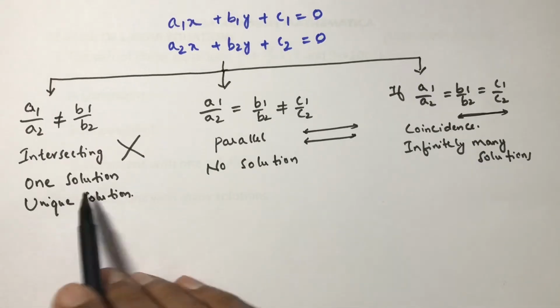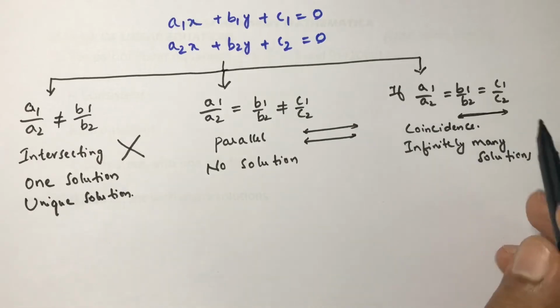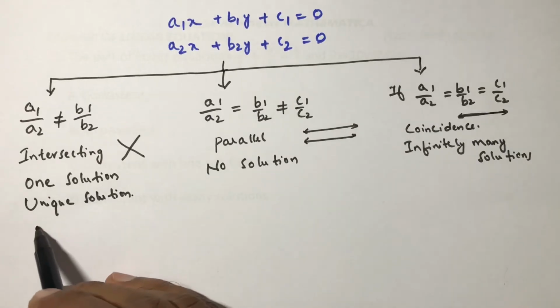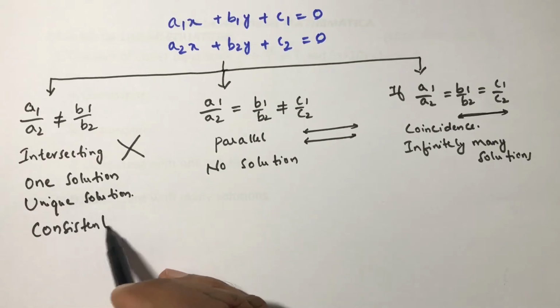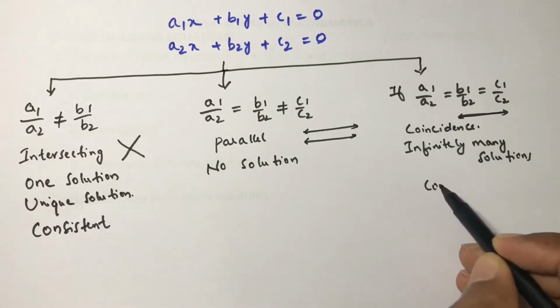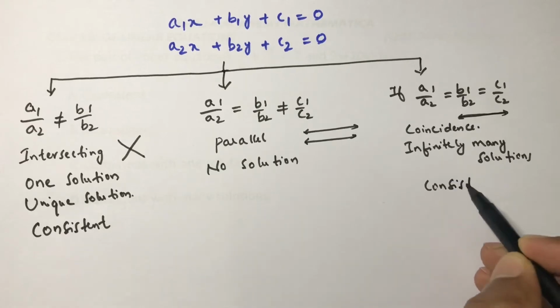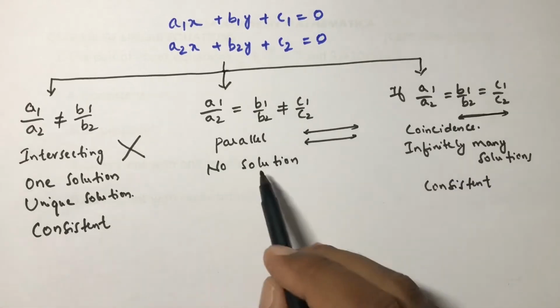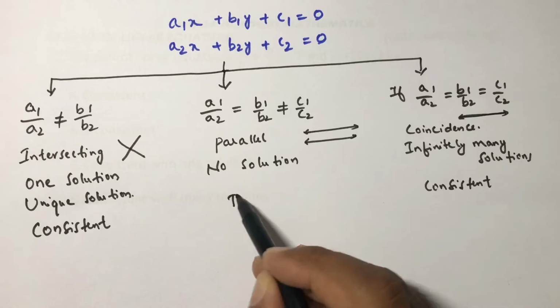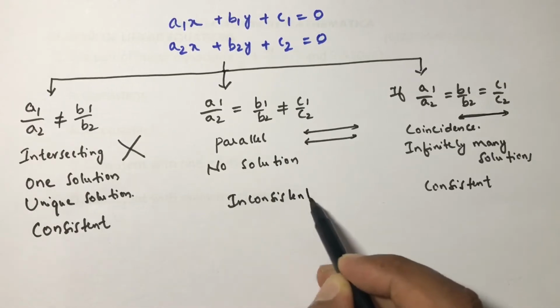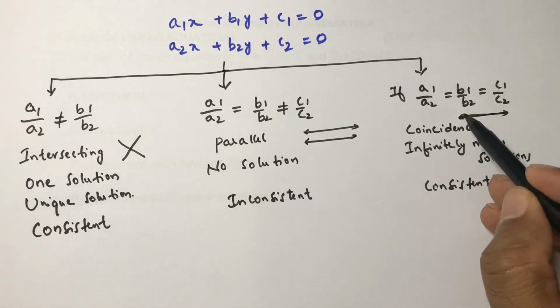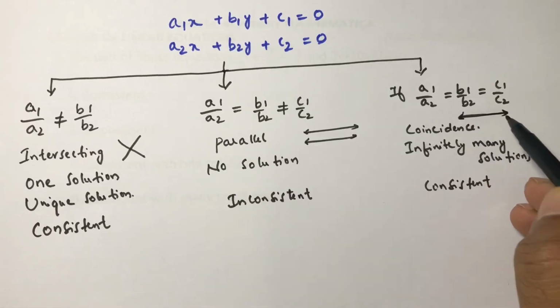Here you are getting one solution, here you are getting infinitely many solutions. So where you are getting solutions, we'll call those lines consistent. These are also consistent. Now here we are not getting a solution, so inconsistent.